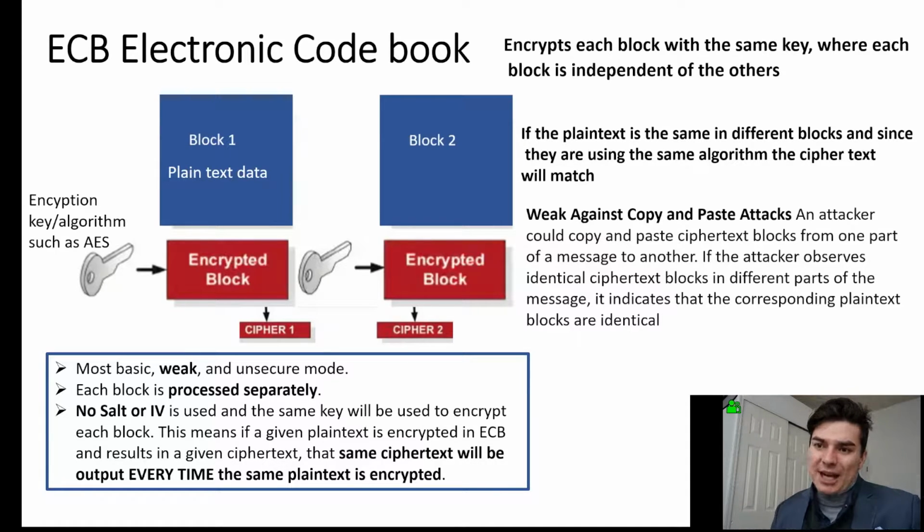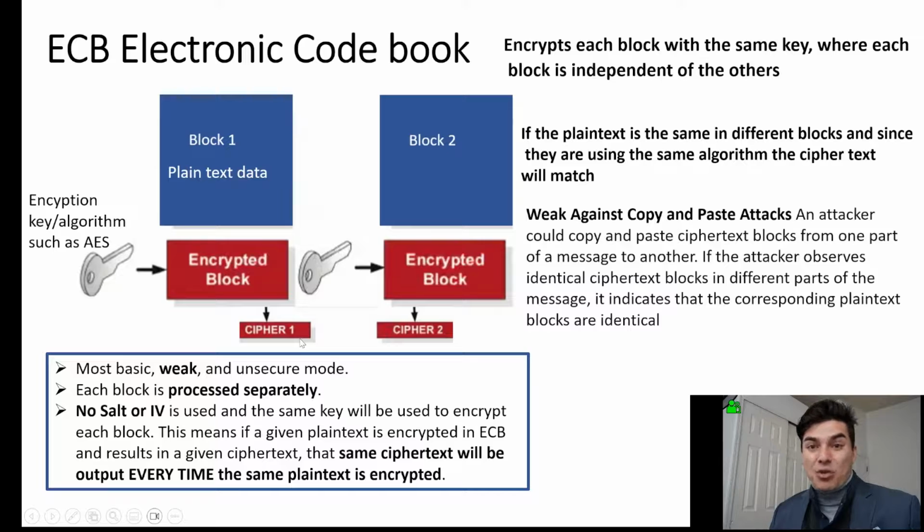We're going to take a look at the different cipher modes here, starting with electronic codebook, which is the weakest and the most unsecure mode. So block 1 here represents the plaintext data, and this is going to go through an encryption algorithm, such as Advanced Encryption Standard, creating the cipher 1 text.